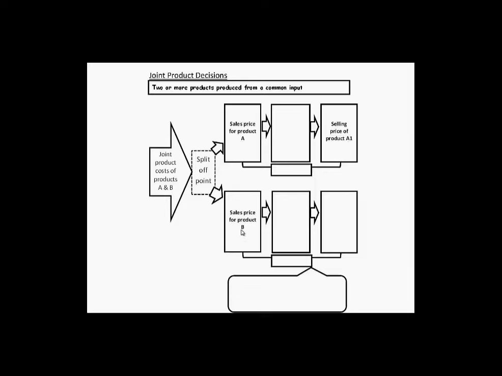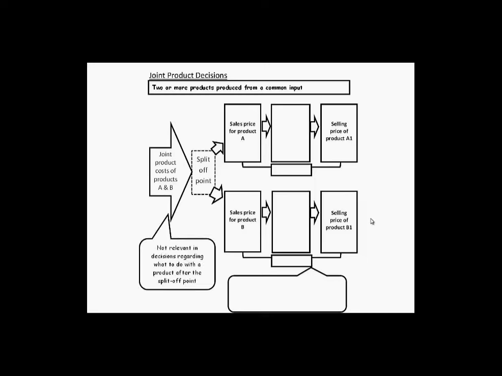We could also perform a similar process to product B, where we can again perform a transformation process, and it would become a derivative of product B, or a new product, and we could sell it at a new price, in this case the selling price of product B1. Now, in order to understand whether or not these particular actions would be desirable, what we need to do is perform an incremental analysis on these joint products.